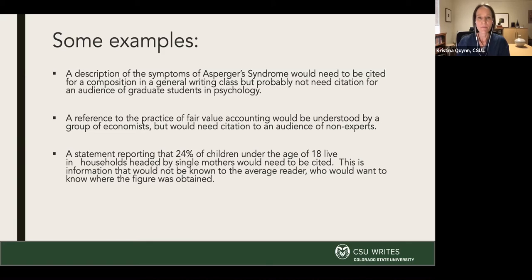Some examples may be a description of the symptoms of Asperger's syndrome would need to be cited for composition in a general writing class, but probably not need citation for an audience of graduate students in psychology, because those audiences are slightly different. Or a reference to the practice of fair value accounting would be understood by a group of economists, but would need a citation for an audience of non-experts.